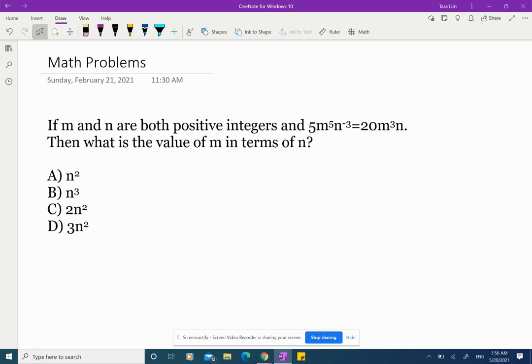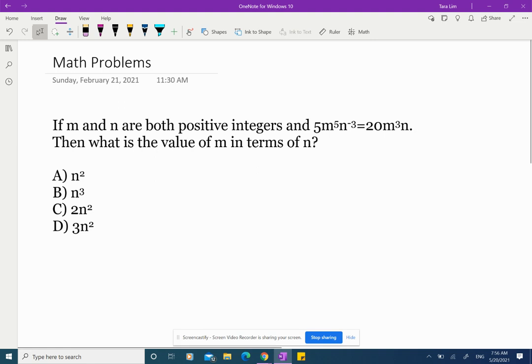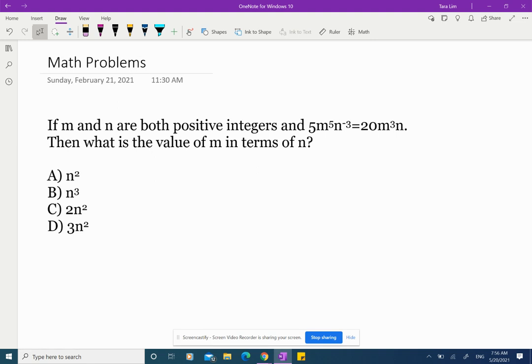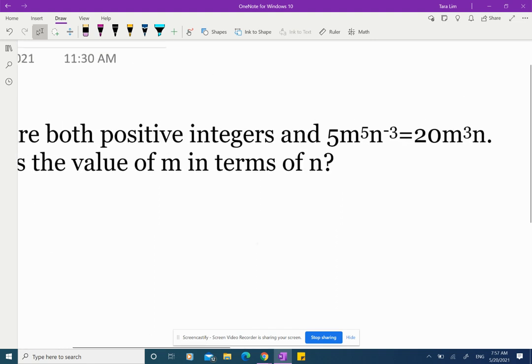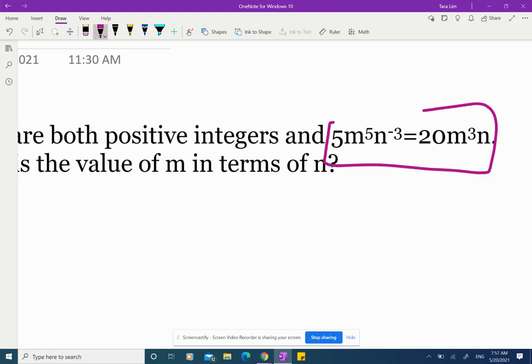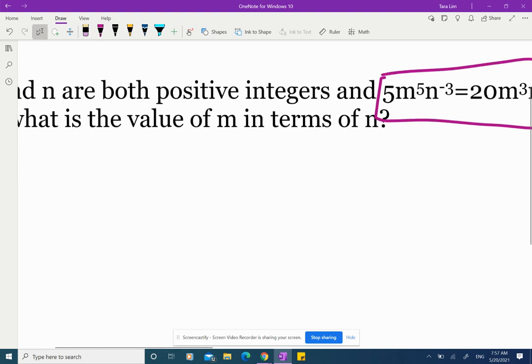If m and n are both positive integers, then 5m to the power 5 times n to the power negative 3 equals 20m to the power 3 times n. Then what is the value of m in terms of n? So here, I know this equation looks very complicated. So first of all, we're going to write this out in a simpler way.